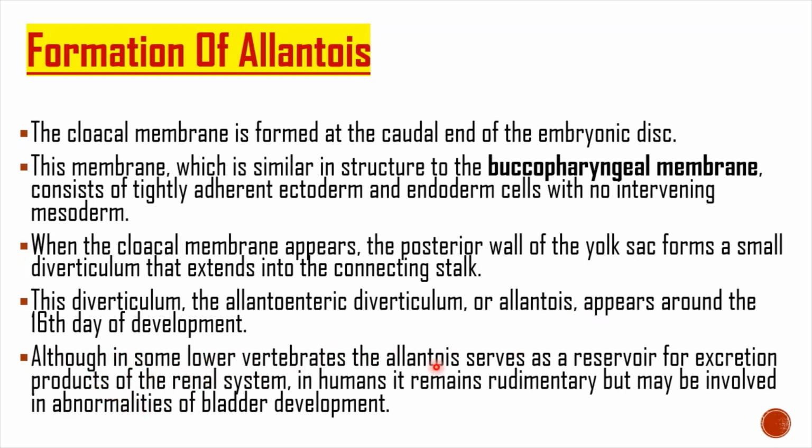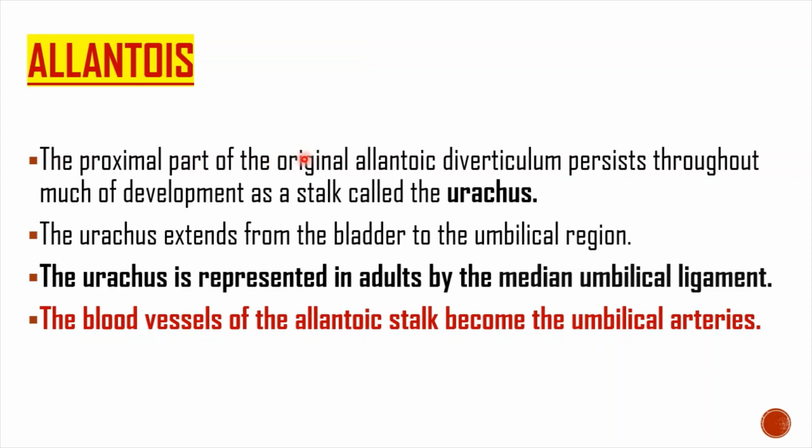Although in some lower vertebrates the allantois serves as a reservoir for excretion products of the renal system, in humans it remains vestigial, but may be involved in abnormalities of the development of the bladder. The proximal part of the original allantoic diverticulum exists throughout much of development as a stalk that is called the urachus. Now, what is the importance of the urachus?